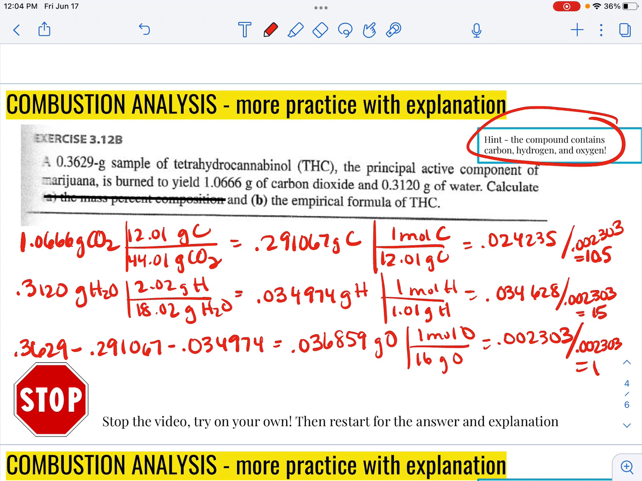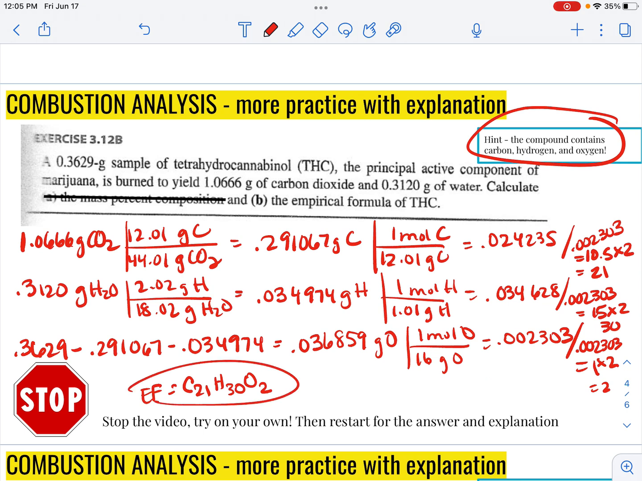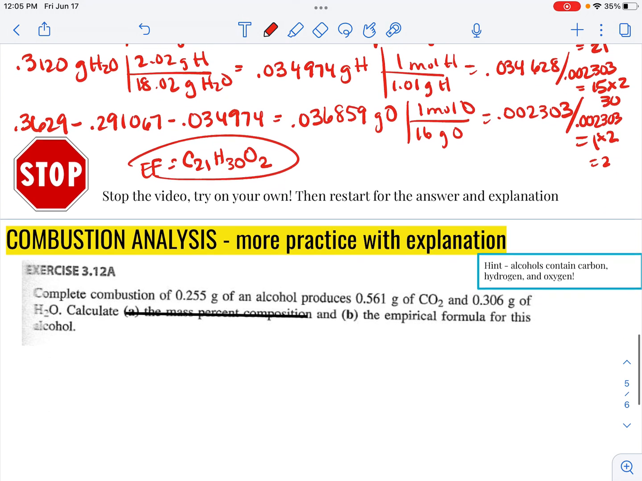So because of the 10.5, I need to multiply that by 2, and that will be 21, and 15 times 2 is 30, and 1 times 2 is 2. So the empirical formula is C21H30O2. Okay, and they did not ask me for a molecular formula. They didn't give me a molecular mass, so I'm done with the empirical formula. Hopefully this was more successful for you. If you need to, you can keep going. There's another example that's very much like this.